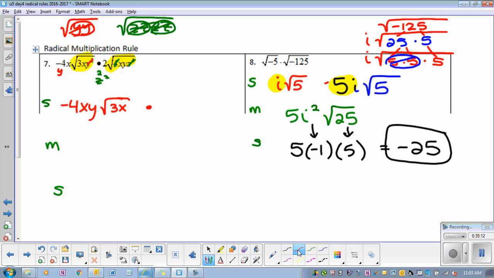So then for this expression on the right, well, let's see. 2 times 2 times z squared, that's 4z squared. Square root xy. Okay?